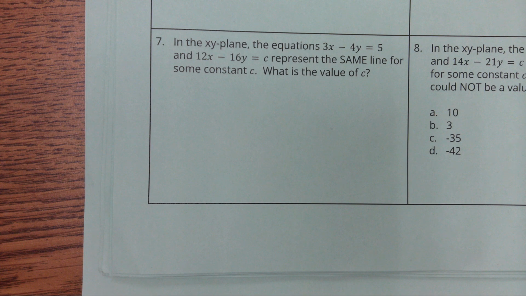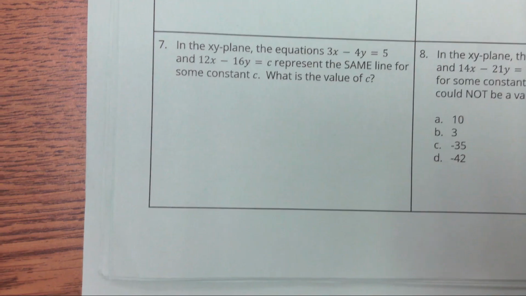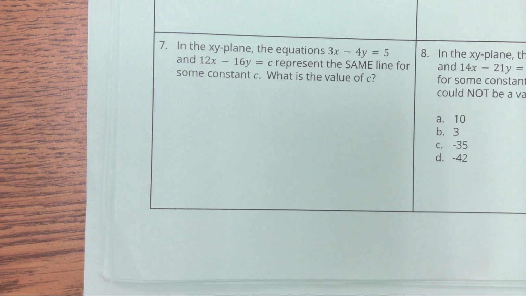For how many solutions happened when they were the same line: infinite, because all of the things on the one line would also be on the other line. So what I want to show you is how you can figure out what would make something have the same solution, and then we're going to also do that with no solution.